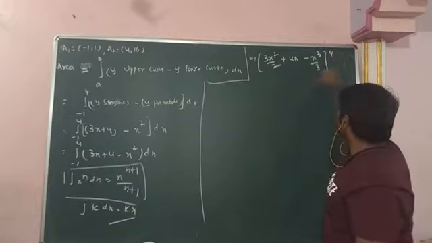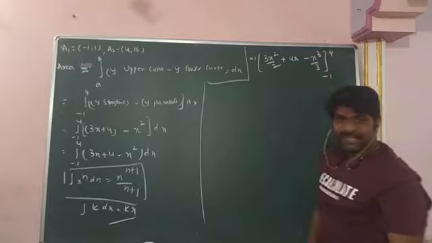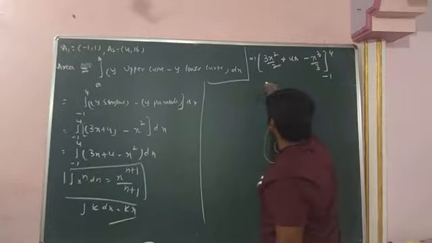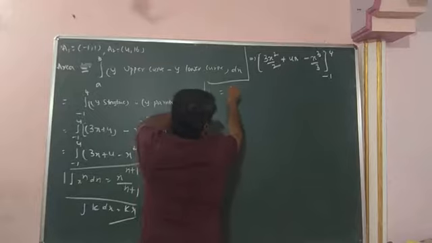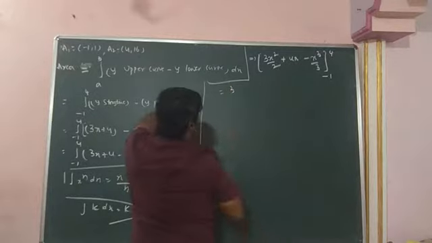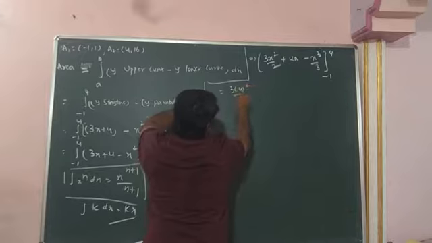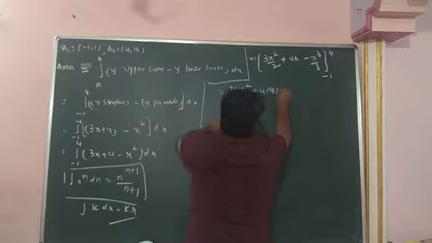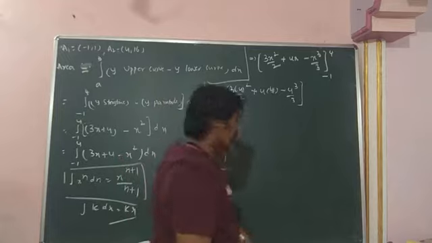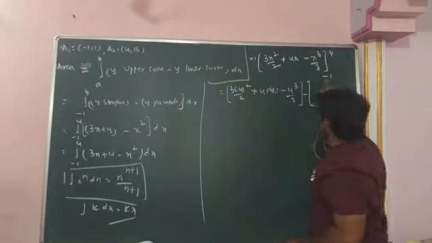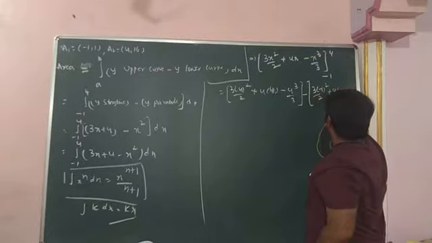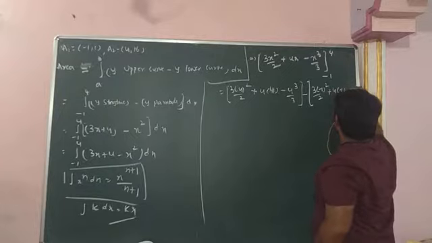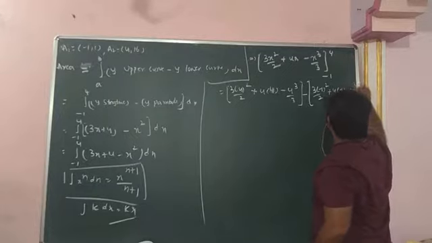Apply the upper limit minus lower limit. The upper limit is 4: 3 into 4 square by 2 plus 4 into 4 minus 4 cubed by 3. This is the upper limit value. Minus the lower limit value, which is minus 1: 3 into minus 1 whole square by 2 plus 4 into minus 1 minus minus 1 whole cubed by 3.